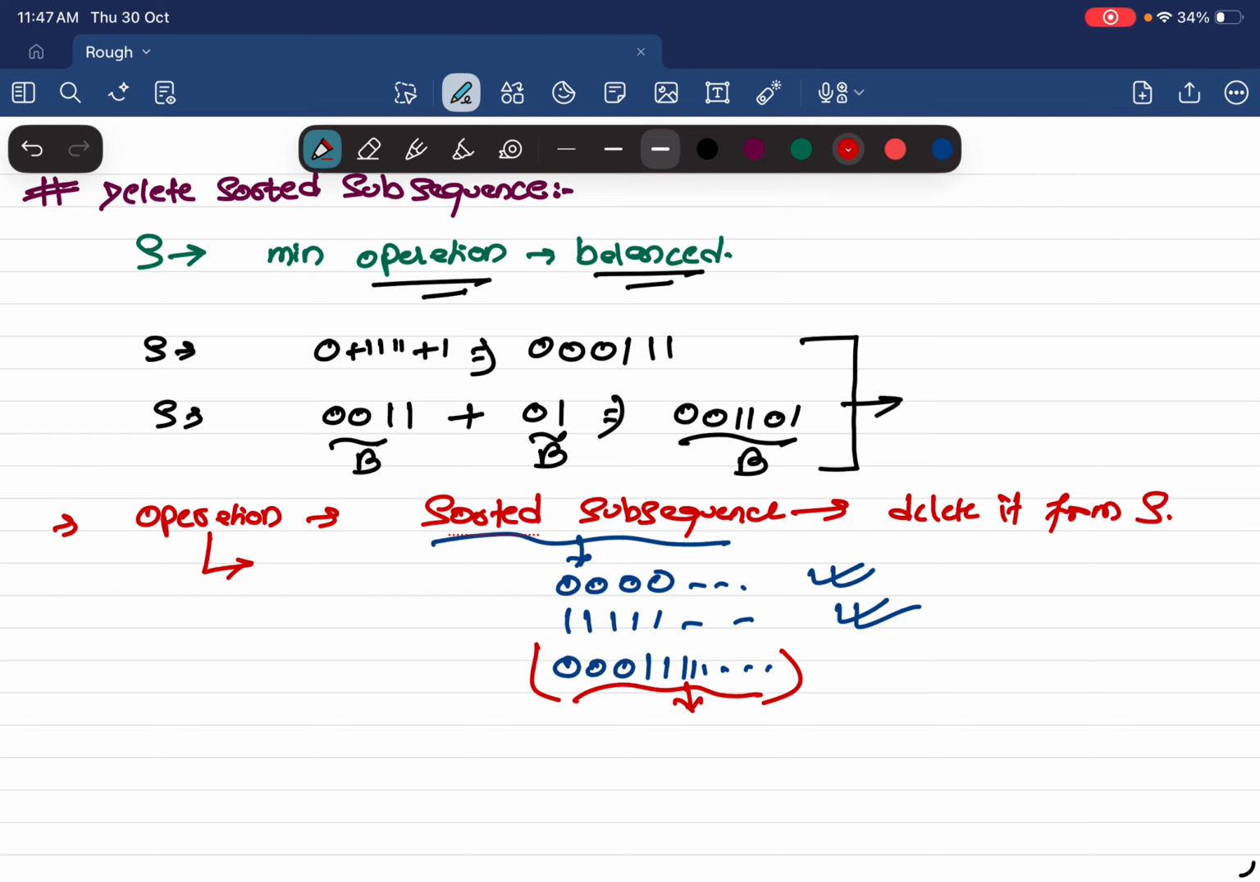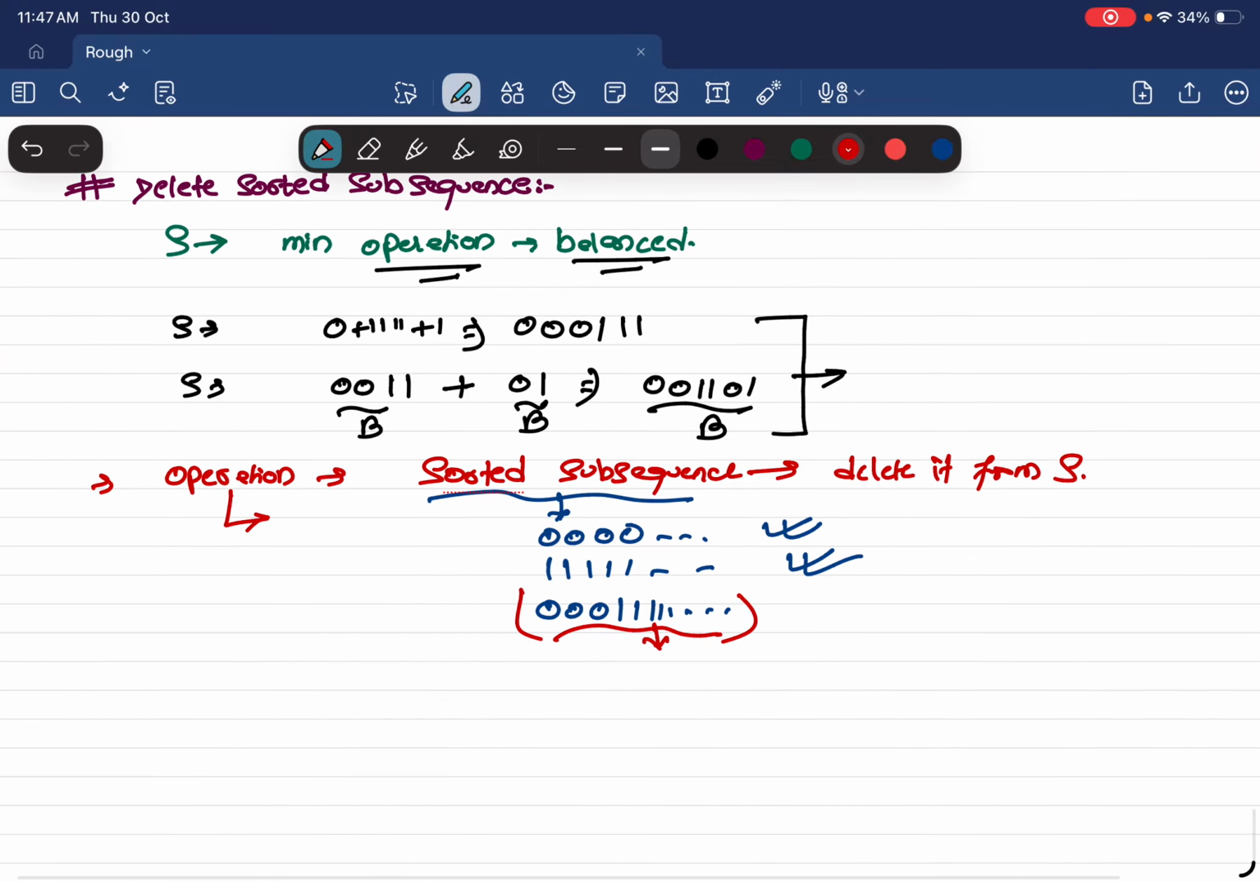Now let's understand by an example. Let's take 101010. To make this balanced, as the question doesn't say we have to make the minimum or maximum balanced length, it's just saying balanced. One way is you may delete this 1 and again delete this 0. So the string you got is 0101, which is balanced.